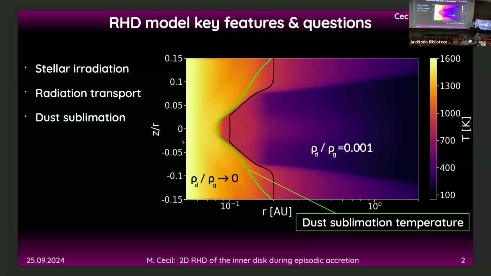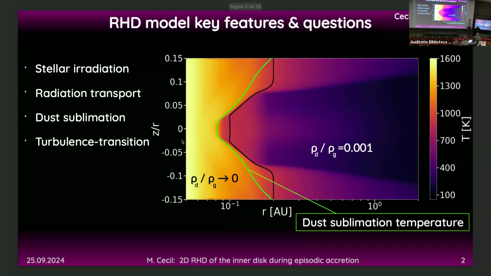In practice, this means we have an upper limit of the dust to gas mass ratio of 10 to the minus 3 in the outer cooler regions of the disk. And this value decreases towards 0 as it crosses the dust sublimation temperature, which is also dependent on density. So we basically have an almost purely gaseous disk in here and a gas-dust mixture out here.